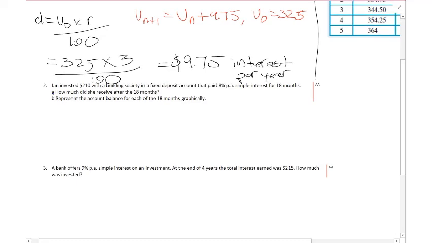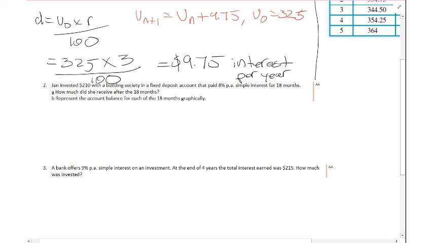Jan invested 210 with the Building Society in a fixed deposit account that paid 8% per annum, simple interest for 18 months. So how much did she receive after 18 months?